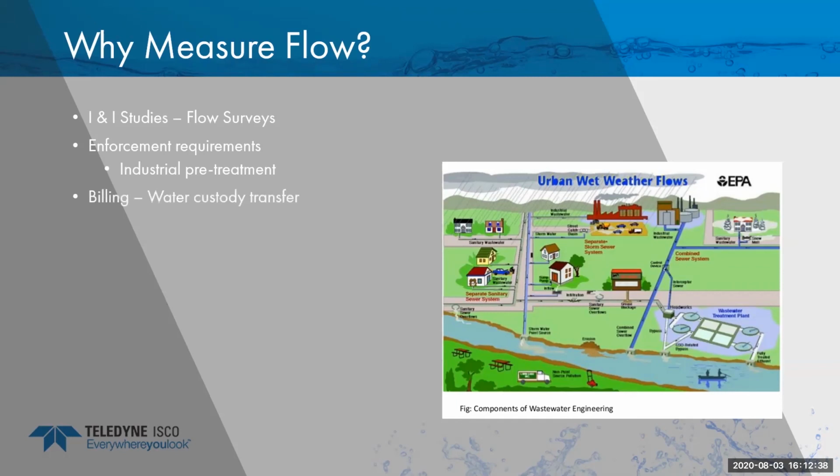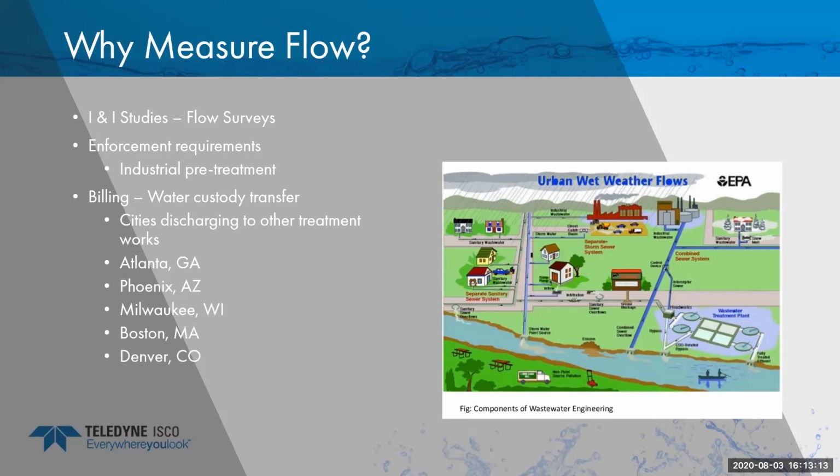This could be for billing activities. If a village or a small community is passing their treatment on to a larger entity and they are being billed based upon the amount of flow that they are passing to that secondary entity, they would be billed based upon the number of gallons that are being recorded at that transfer location. There are several examples of cities throughout the U.S. that take part in such a transfer process. Atlanta, Phoenix, Milwaukee, Boston, Denver are all examples of this type of monitoring.